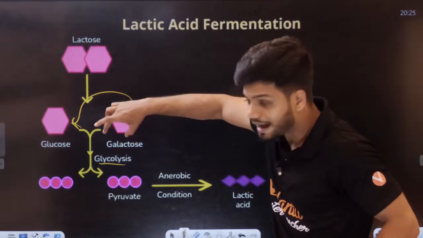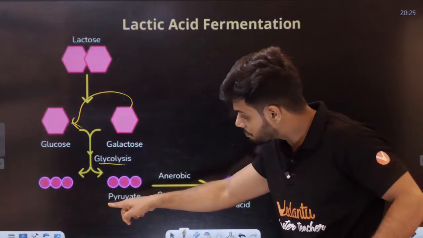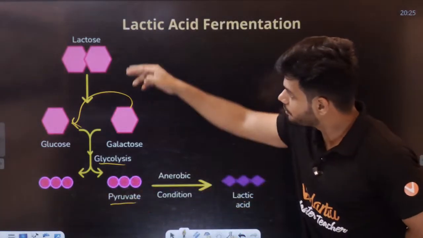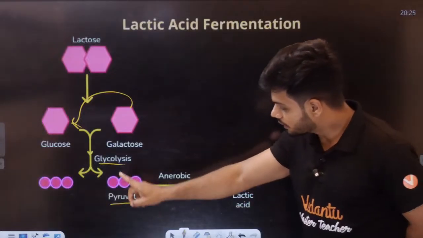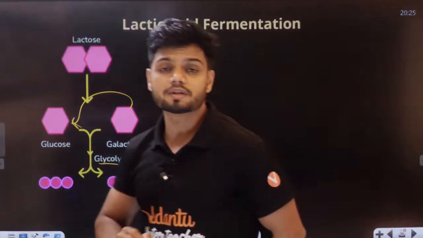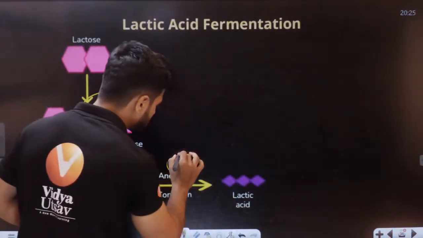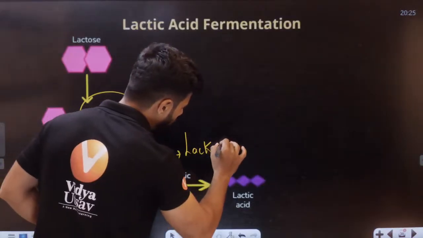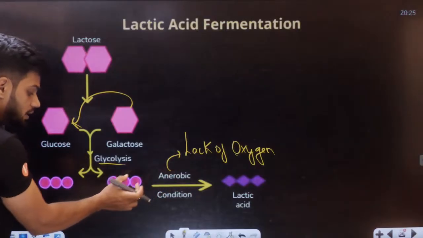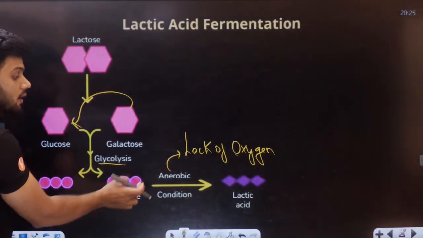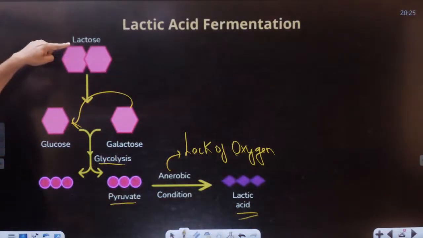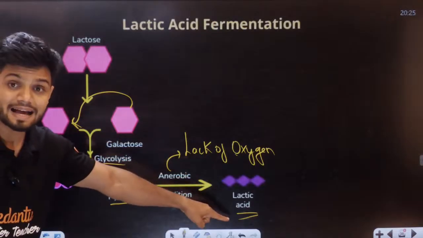At the end of glycolysis, we get pyruvate. So from lactose, we now have pyruvate. Now this pyruvate, under anaerobic condition, which is lack of oxygen, is eventually converted to lactic acid. So students, from lactose, we have lactic acid now.